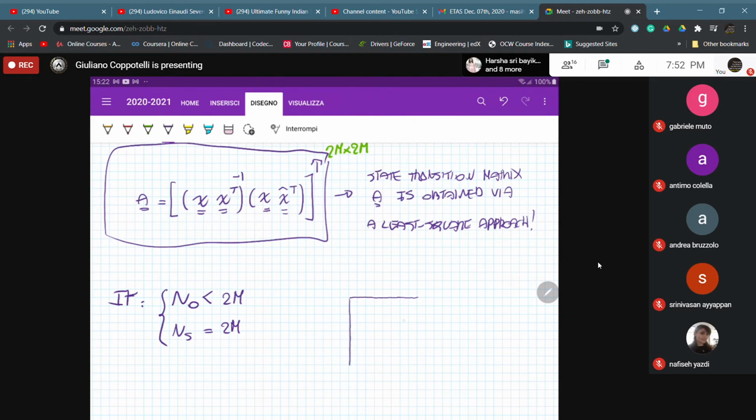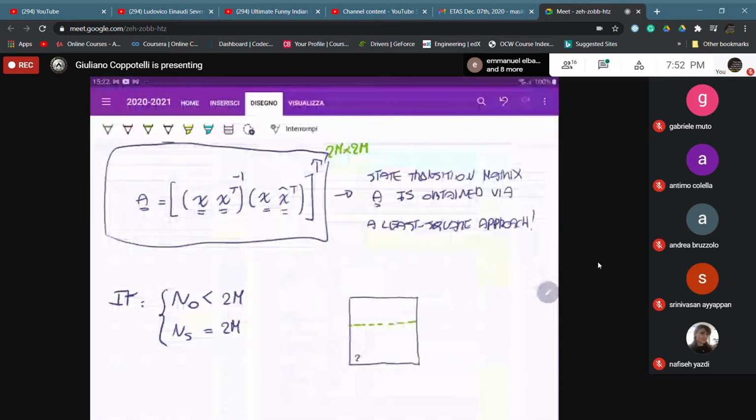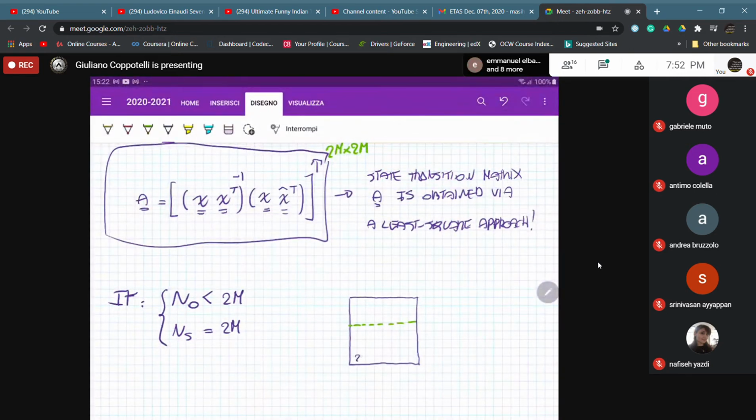So my starting matrix, and then because of our hypothesis, what we got here is that we have just a limited number of rows than expected. Remember, we are having a 2m times 2m matrix. Now what we got is an n_o times 2m matrix, being n_o less than 2m. Okay, so that is what we are having right now.